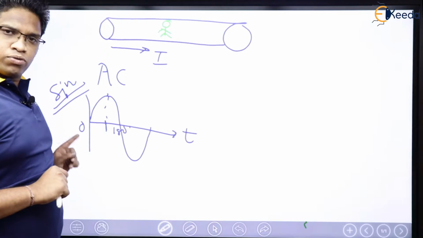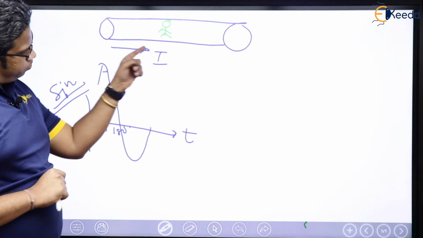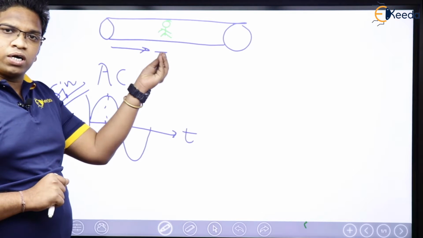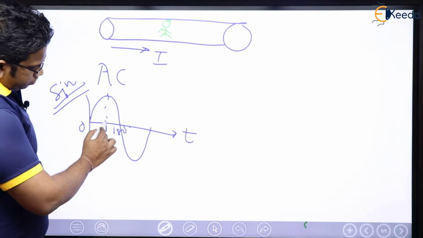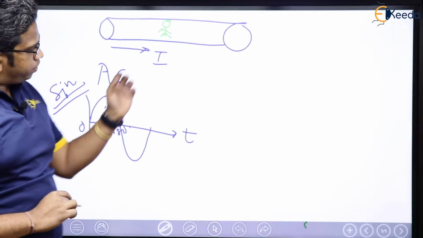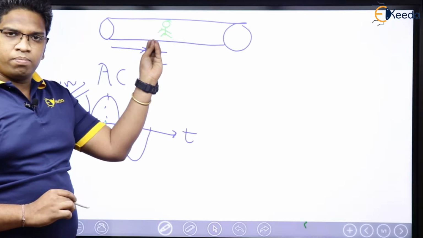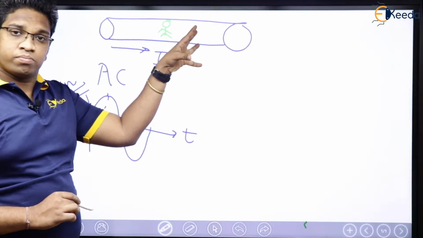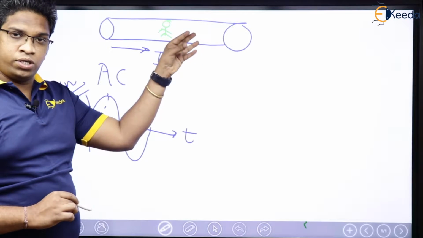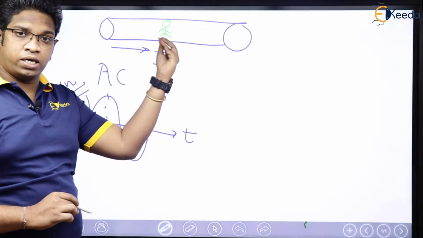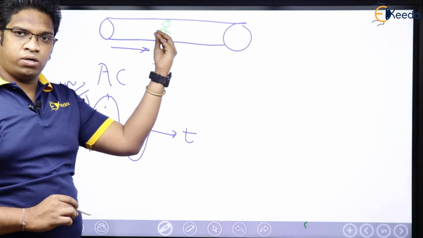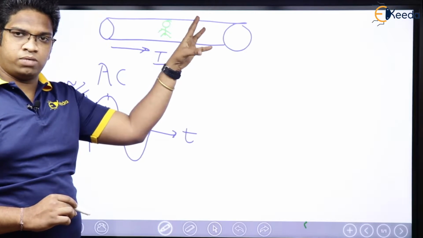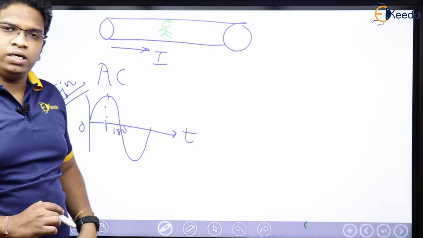See, at time equal to 0, zero current was there. The moment time came here, what happened? This zero current became positive maximum. Then afterwards zero, then it became negative maximum. Again zero, positive maximum, zero, negative maximum, zero, positive maximum, zero, negative maximum.